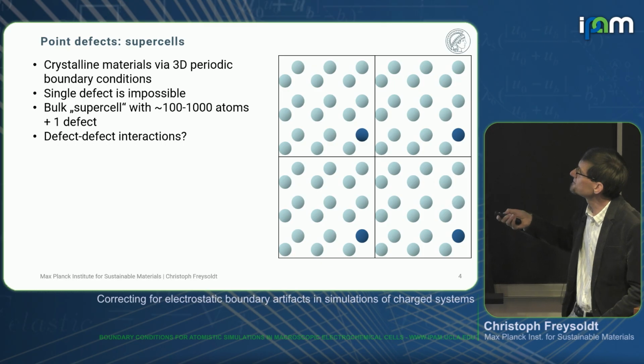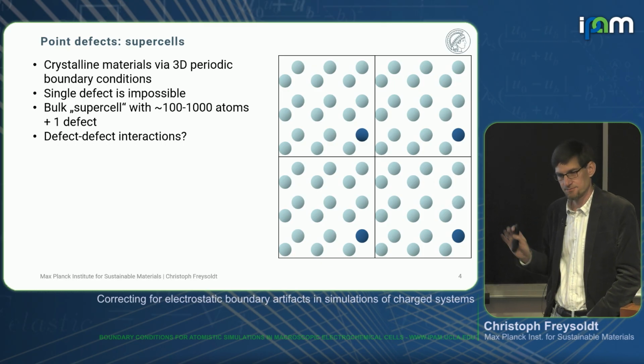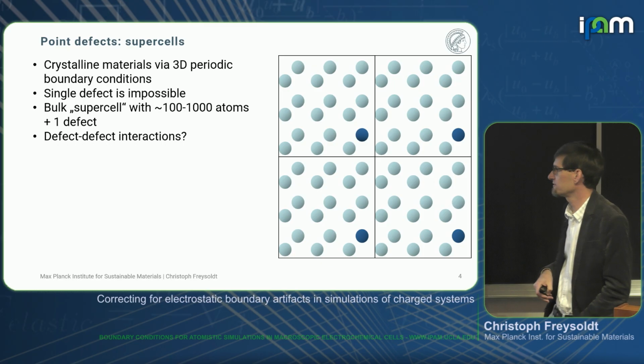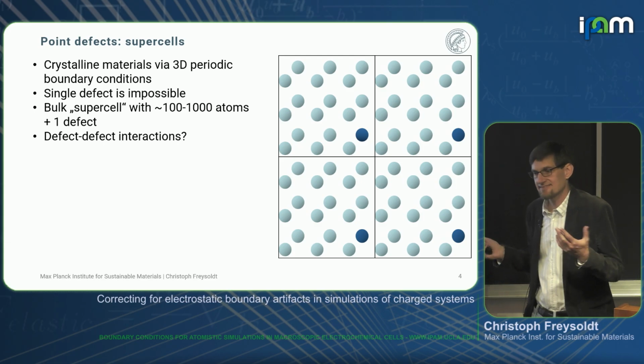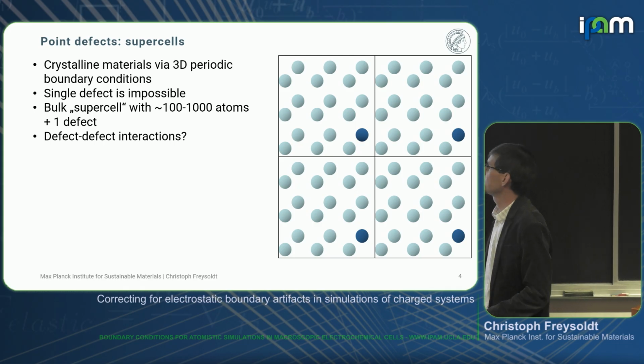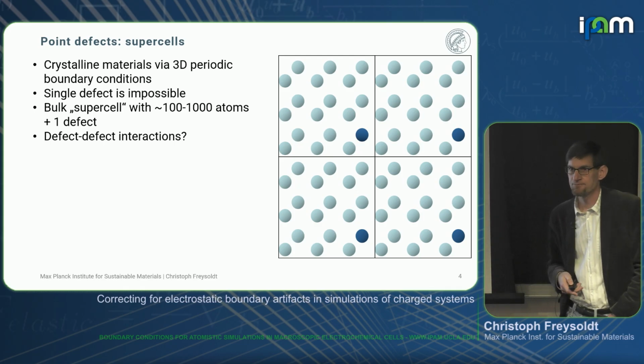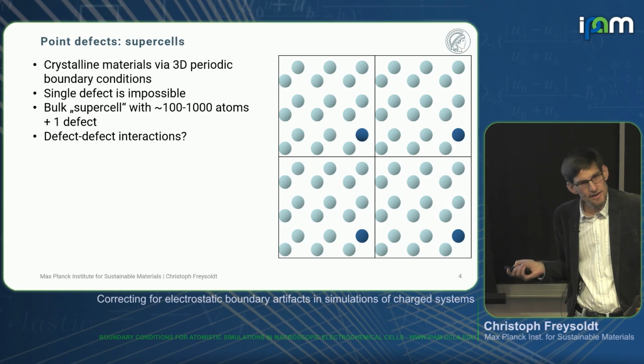In practice, we are limited to the order of 100 to 1,000 atoms, depending a little bit on the level of theory that you want to apply and what you want to look at. And that is not necessarily sufficient to completely prevent defect-defect interactions. Is that the only way we can go?